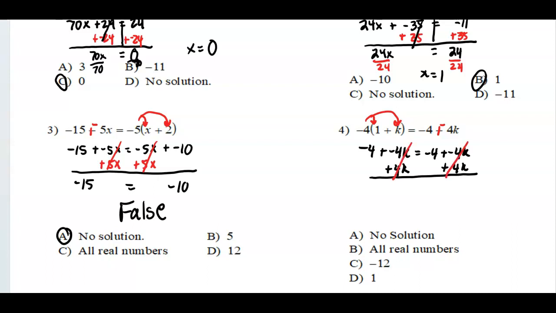But this time, I have negative 4 is equal to negative 4. That is a true statement. Negative 4 does equal negative 4. So therefore, I have all real numbers or infinite solutions, right?